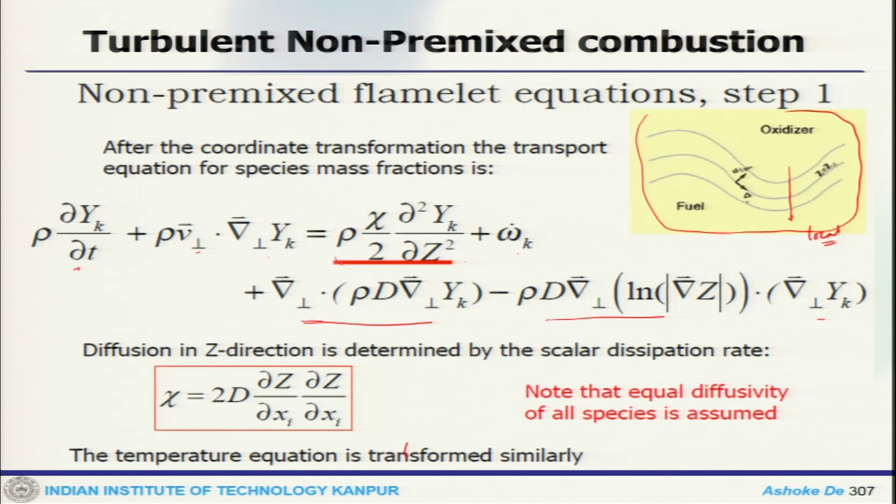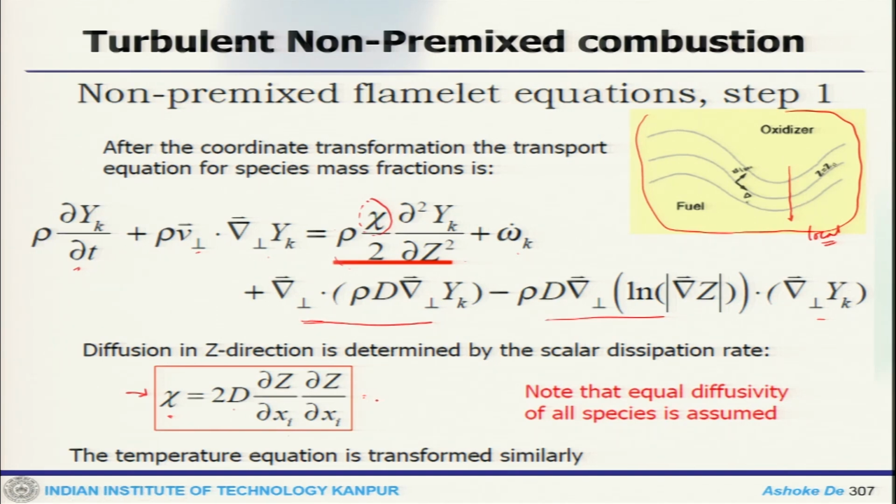So diffusion in the Z direction can be determined by the scalar dissipation rate. So this is how we define chi equal to 2D del Z by del x, squared. So this is a connection. If you see, this is the term which is actually a function of spatial coordinate or the physical coordinate, which connects this transformation equation with this Z coordinate system or the local flame coordinate.